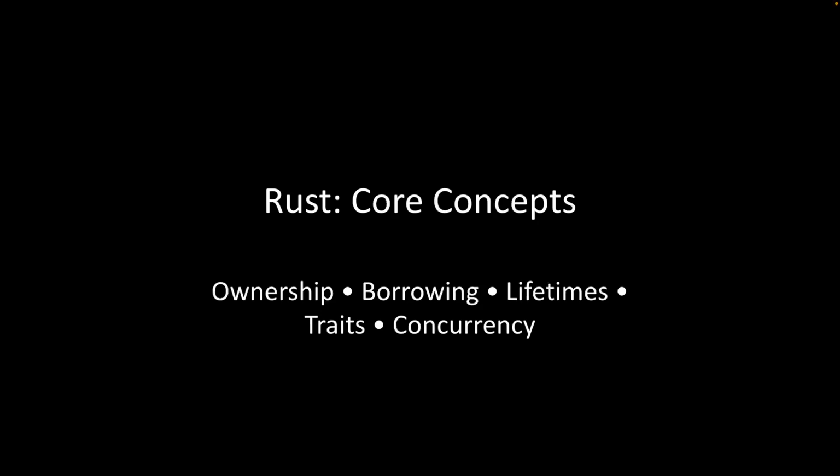Hi, today we are just going to talk about the core concepts of Rust. Here are five very important topics: ownership, borrowing, lifetimes, traits, and concurrency. Some of these are very unique to Rust, and we will explore them briefly in this tutorial.